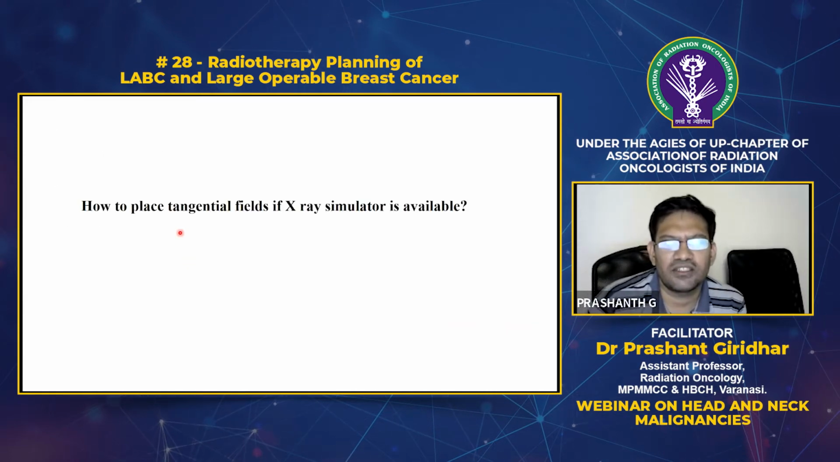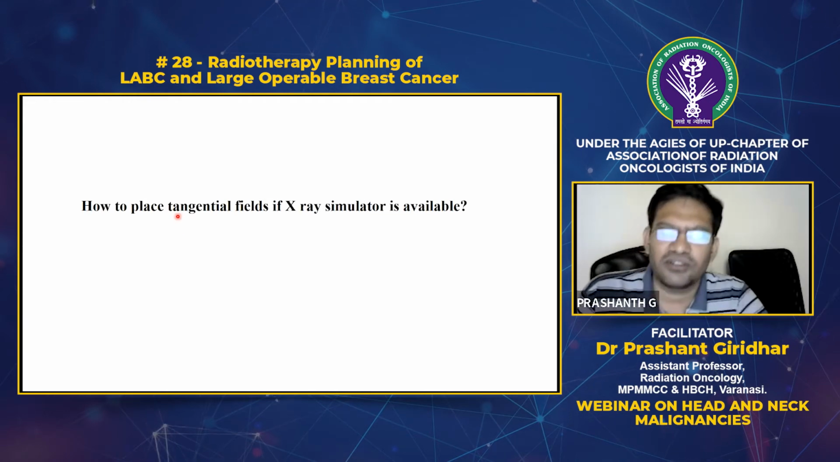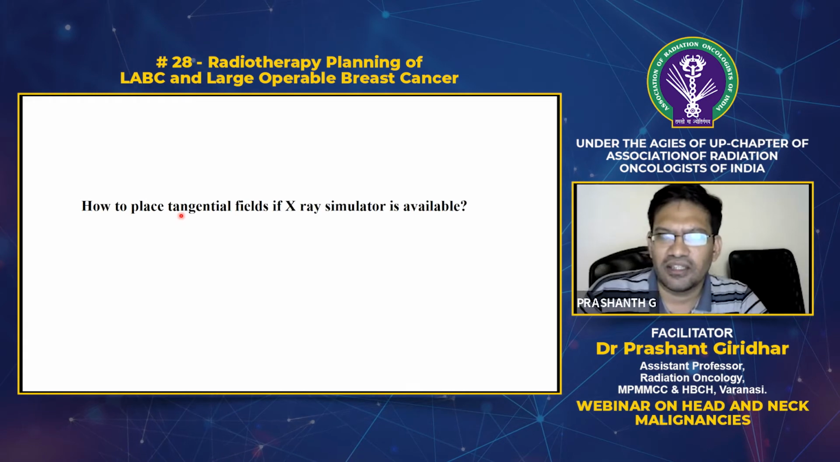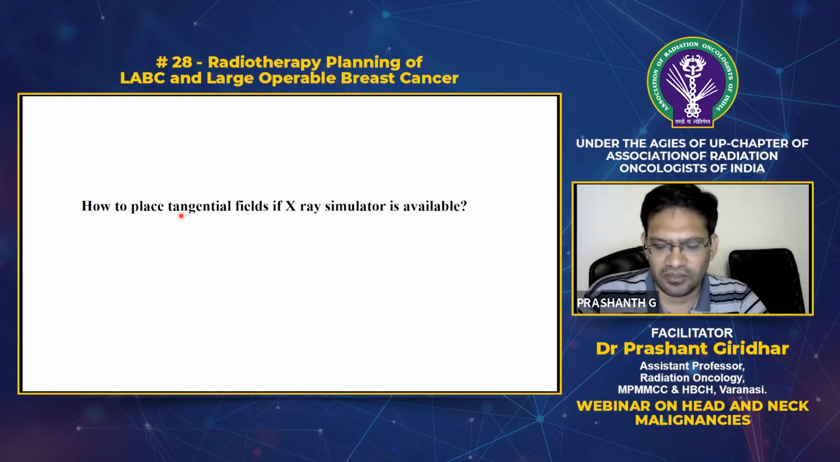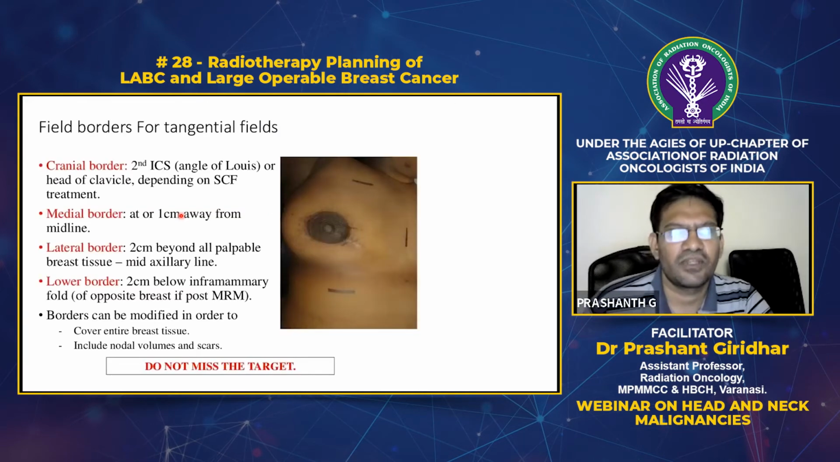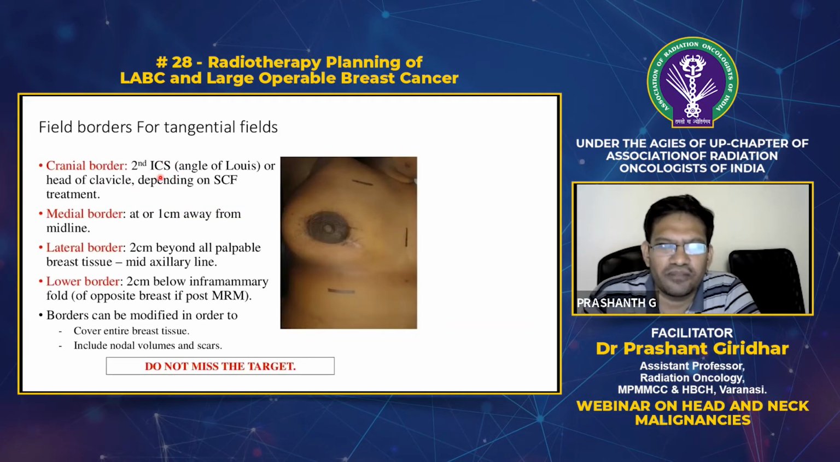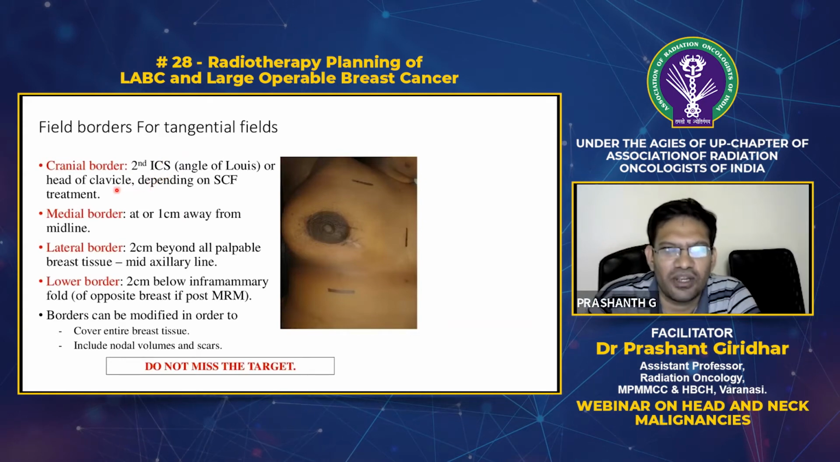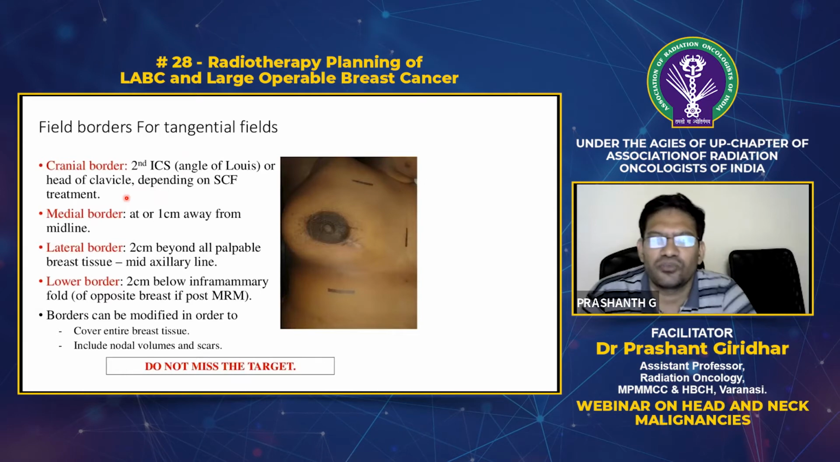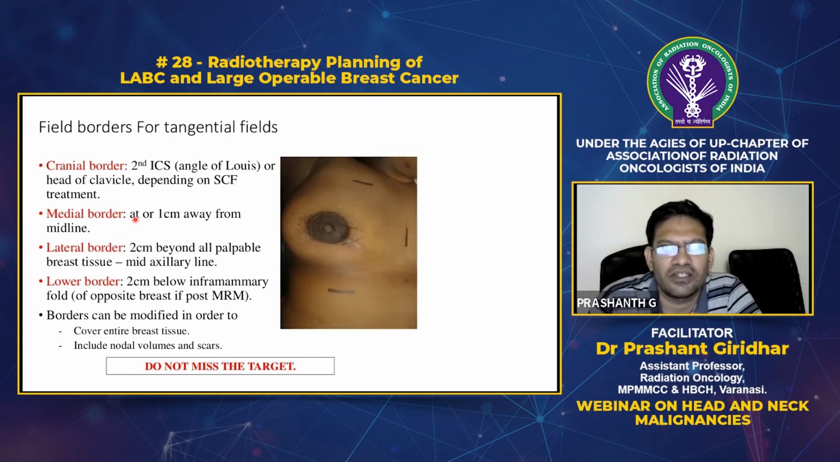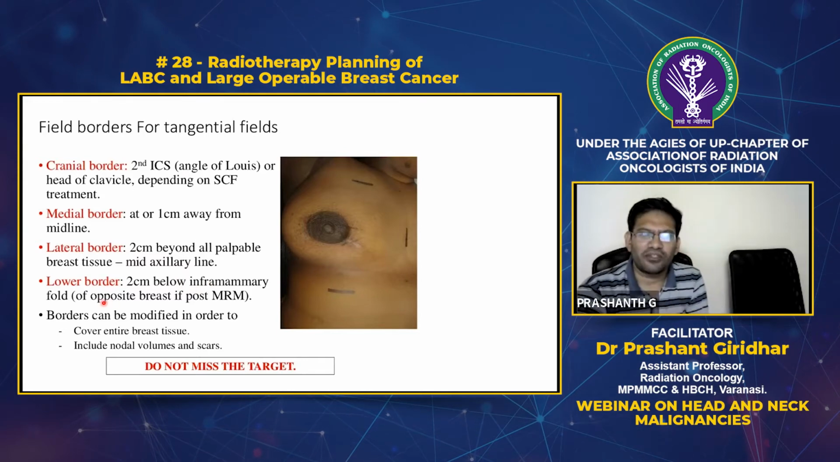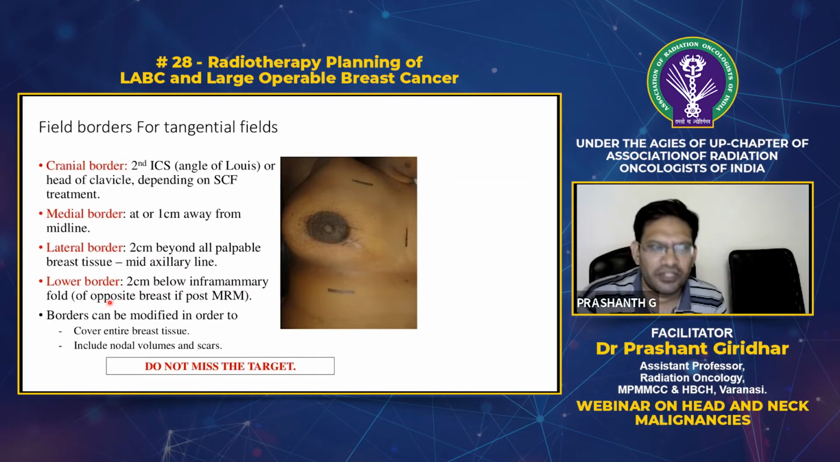Now we come to placing the tangential fields. The first scenario is you have an X-ray simulator in your department, and therefore you can utilize that to plan your fields. So the field borders for tangential fields: the cranial border is usually the second intercostal space or head of clavicle, depending on whether you're treating the supraclavicular fossa. The medial border is usually at or 1 centimeter away from the midline, lateral border 2 centimeters beyond all palpable breast tissue or the mid axillary line, and lower border is 2 centimeters below the inframammary fold, or if it is post MRM, 2 centimeters below the lowest point of the opposite breast.